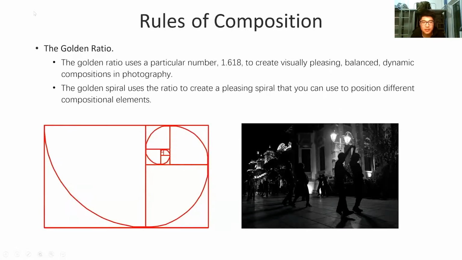The third rule is the golden ratio. The golden ratio uses a particular number, 1.618, to create visually pleasing, balanced, dynamic compositions in photography. The golden spiral uses the ratio to create a pleasing spiral that you can use to position different composition elements. So sometimes you can put your subject in this part because this is the golden ratio.